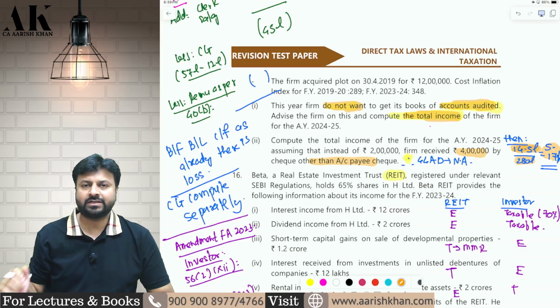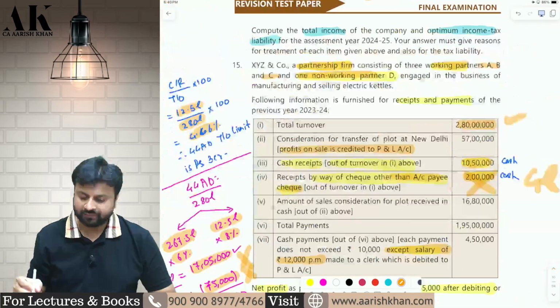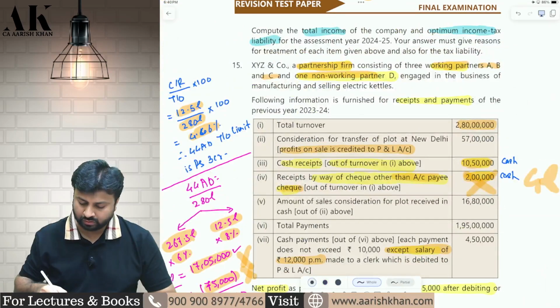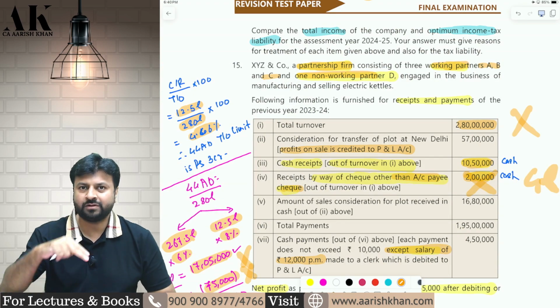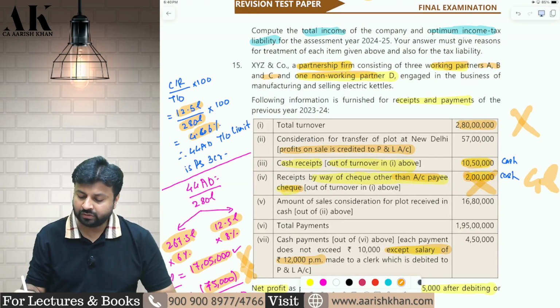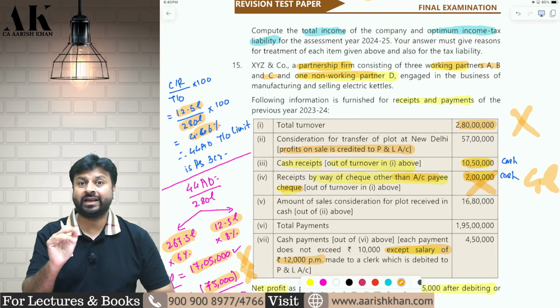Therefore, your percentage is going beyond 5%. Therefore, you are not eligible for 44AD beyond 2 crore turnover. Now your turnover limit for 44AD is only 2 crore because your percentage crosses 5%. Therefore, you cannot take 44AD. Now you need to compute your actual profit.